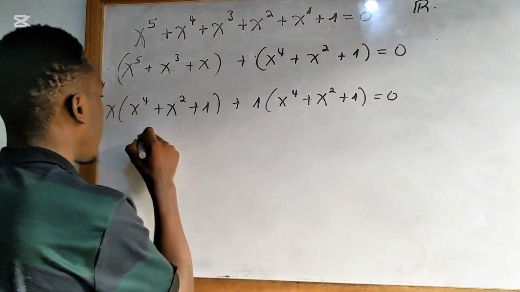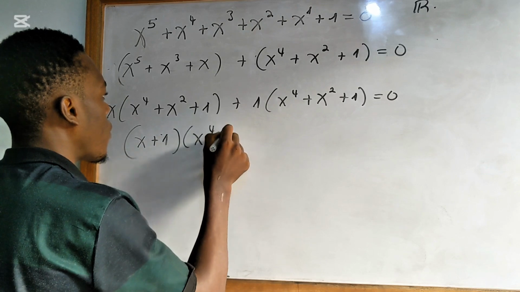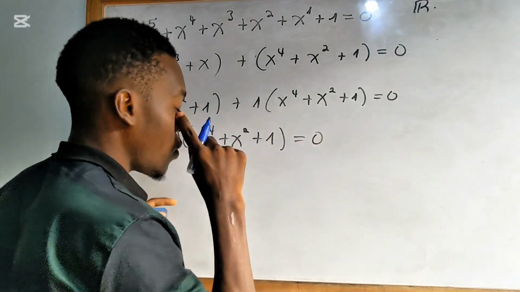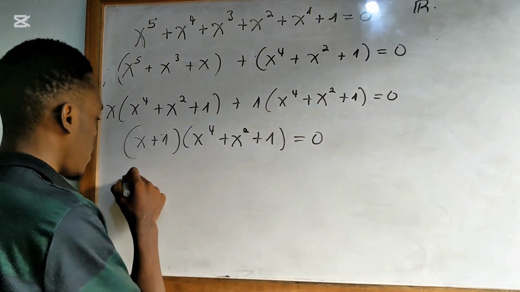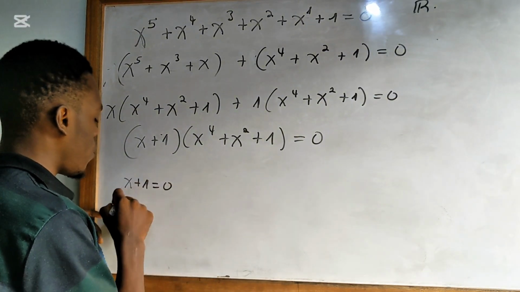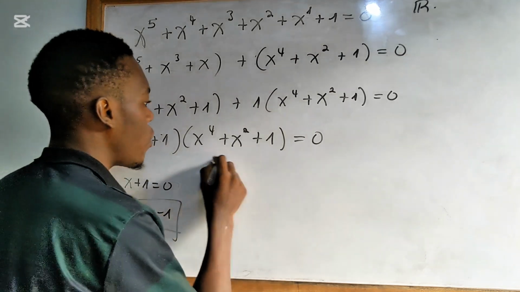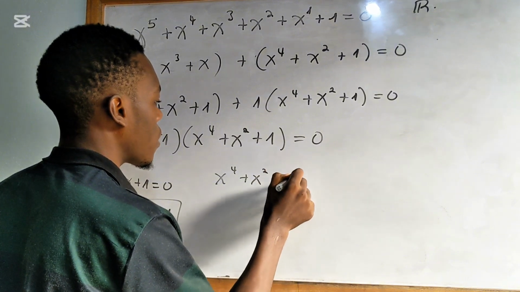Hence from this point we can write x plus 1 times x to the power 4 plus x squared plus 1 equals 0. You saw that we took out already this and this. That is easy to solve because x plus 1 equals 0, which implies x equals minus 1. Looking at the other factor, x to the power 4 plus x squared plus 1 equals 0.